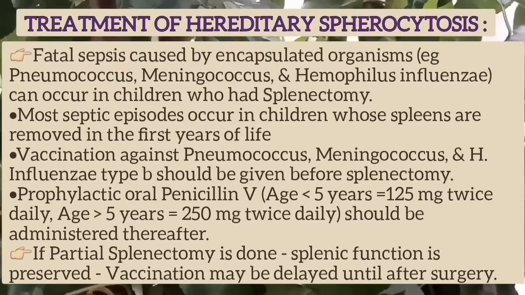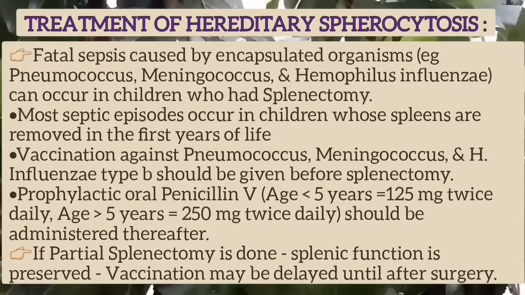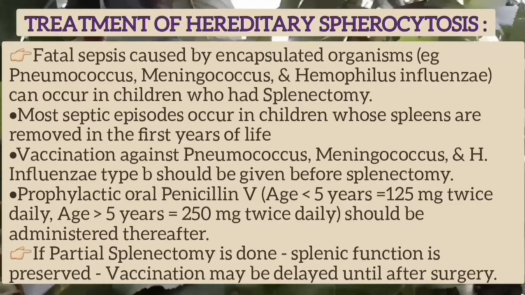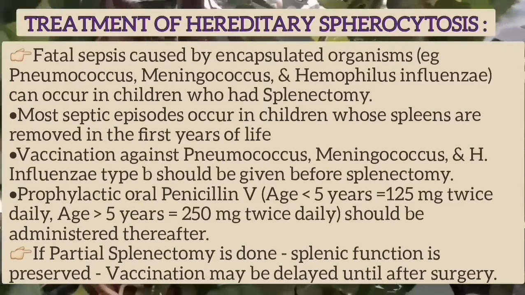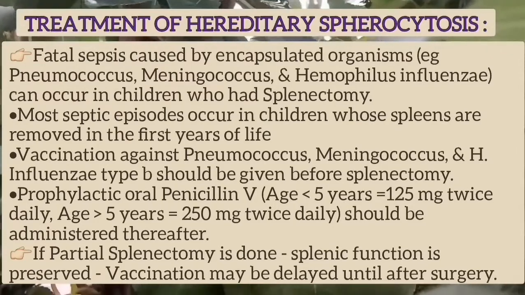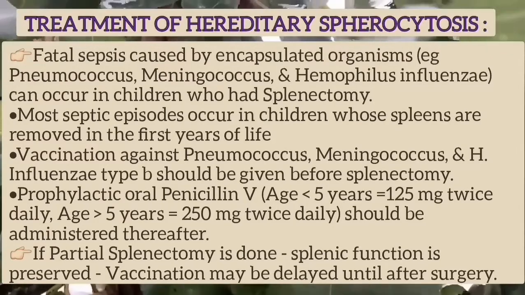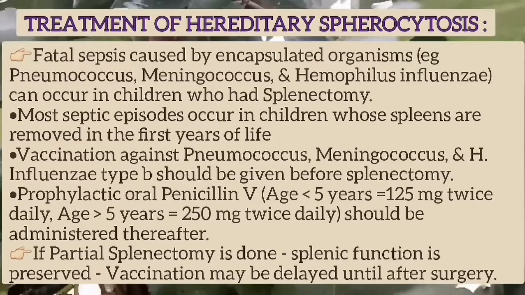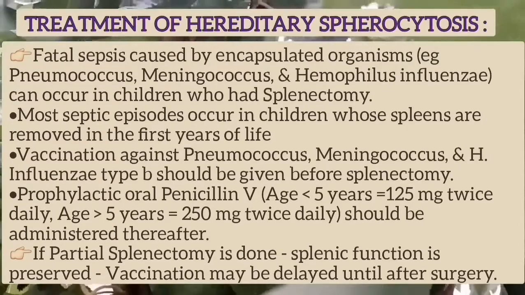So, vaccination against pneumococcus, meningococcus, and H. influenzae type B should be given before splenectomy, and prophylactic oral penicillin should be administered after that. Now, if partial splenectomy is done, then splenic function is preserved and vaccination can be delayed until after surgery.